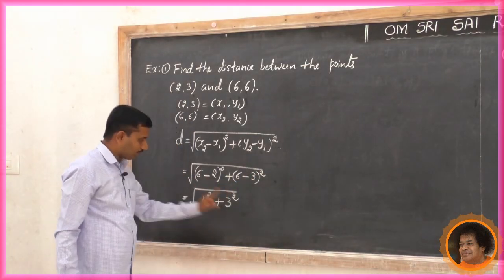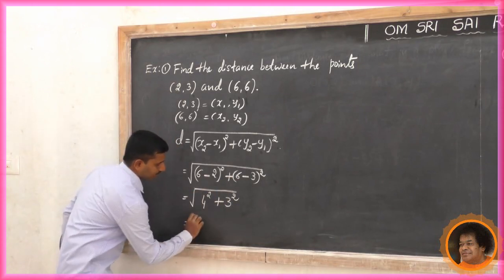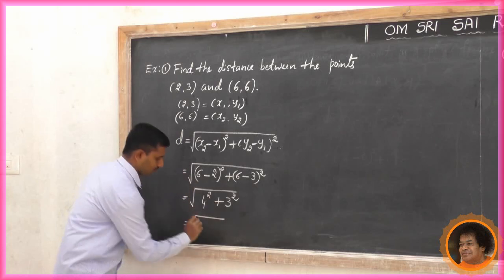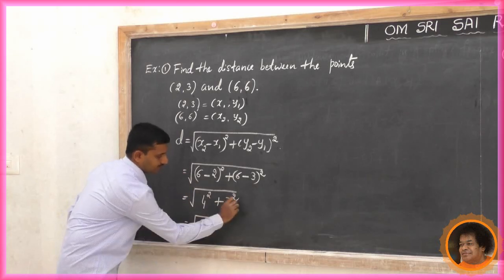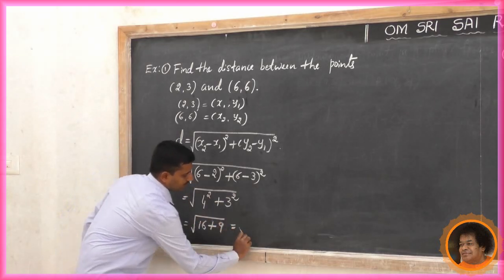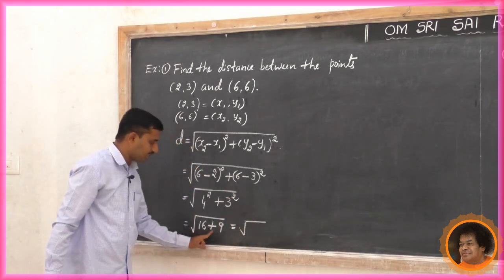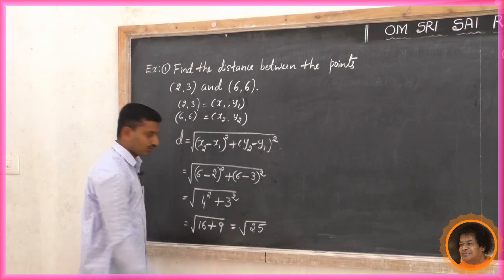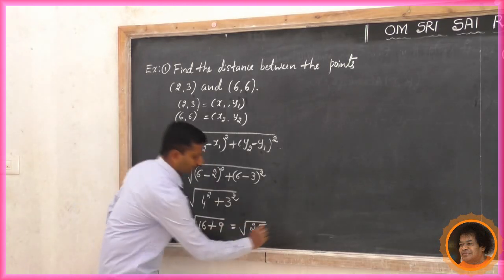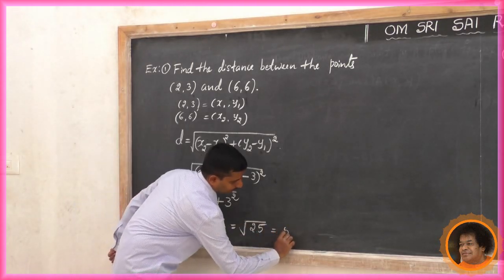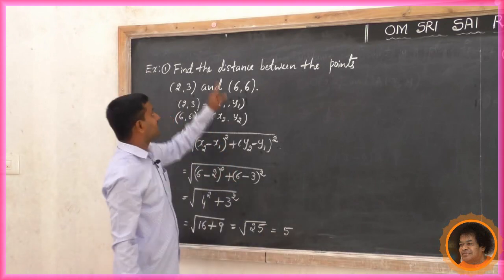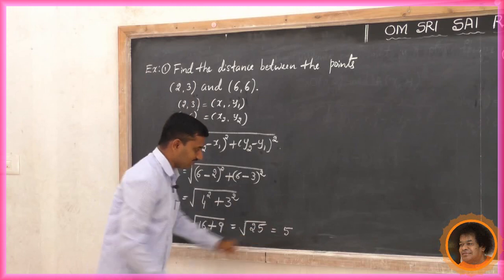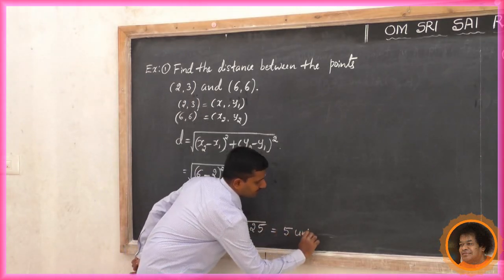Square root of 4 square plus 3 square, which is equal to square root of 4 square, 4 into 4, that is 16, plus 3 square, 9, which is equal to square root of 16 plus 9, 25. What is the square root of 25? Square root of 25 is 5. So find the distance between the points. Therefore the distance is 5 units.